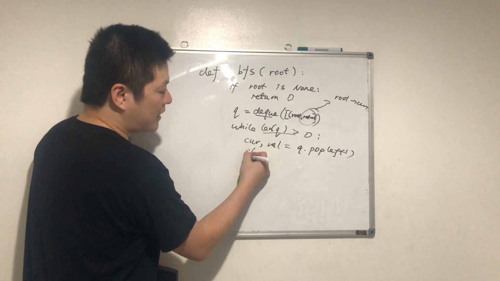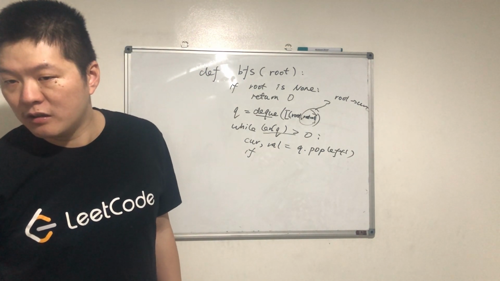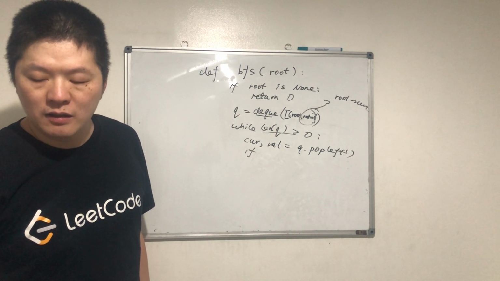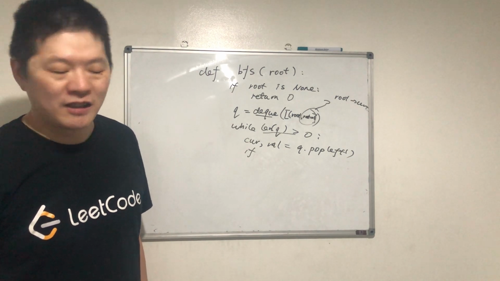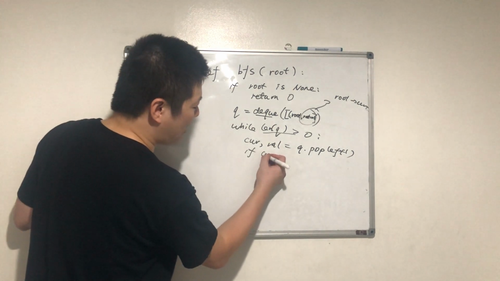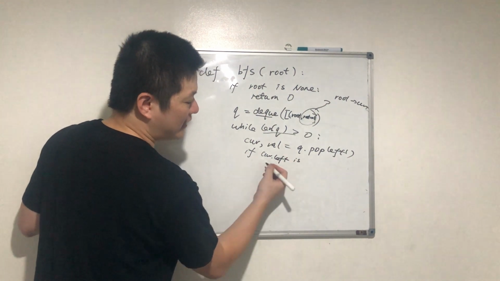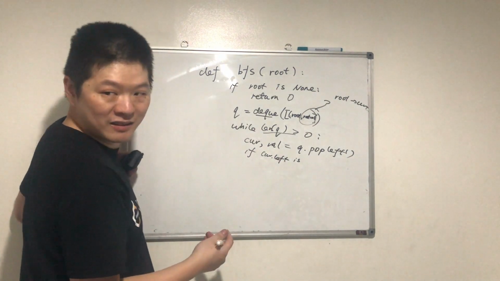And how do we check if a node is a leaf node? It doesn't have any what? Children. And how do we check if it doesn't have children? If current dot left is what? If it doesn't have children, what should we do? If current left is what?